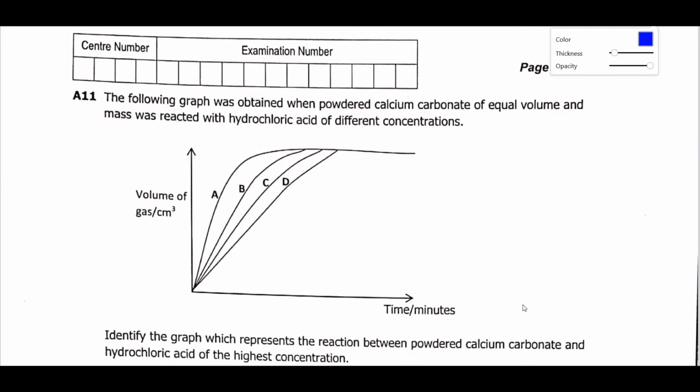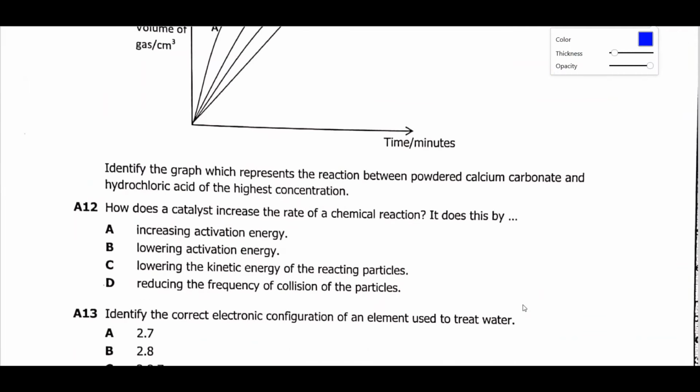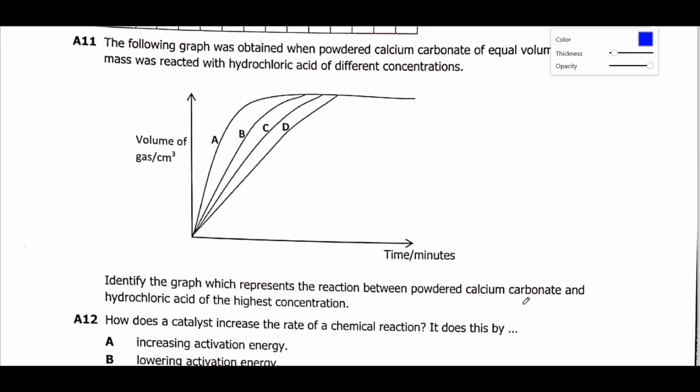Question number 11. The following graph was obtained when powdered calcium carbonate of equal volume was reacted with HCl of different concentration. Identify the graph which represents the reaction between powdered calcium carbonate and hydrochloric acid of the highest concentration. So we have 4 reactions denoted by A, B, C, and D. So the question is the same as which reaction was the fastest.